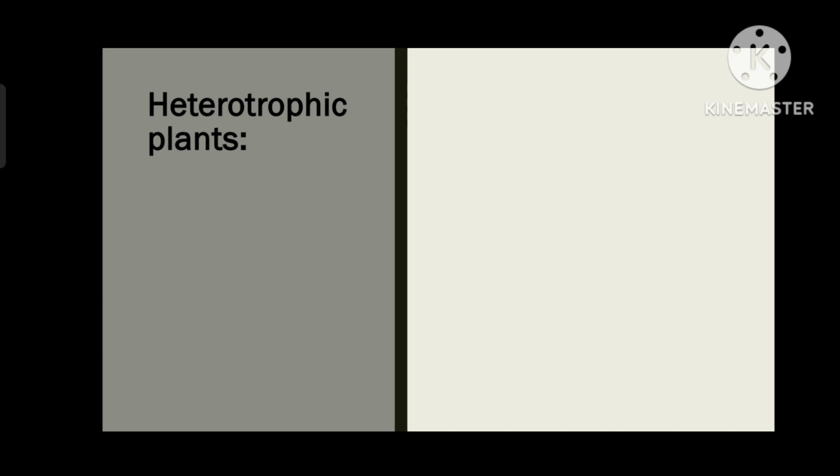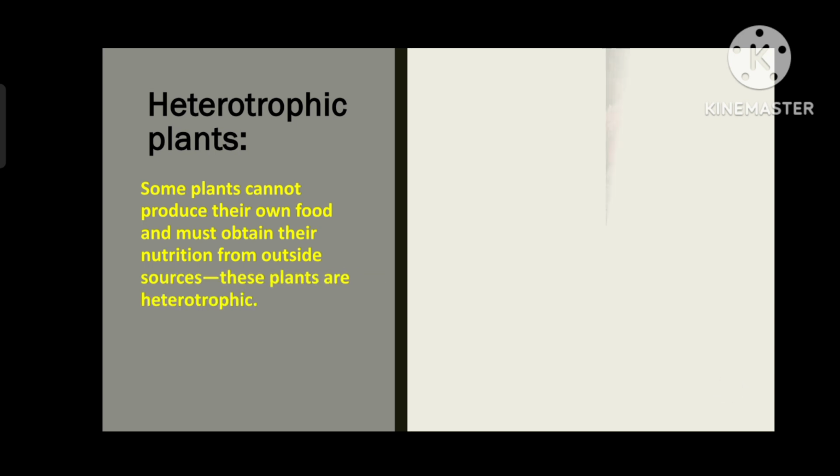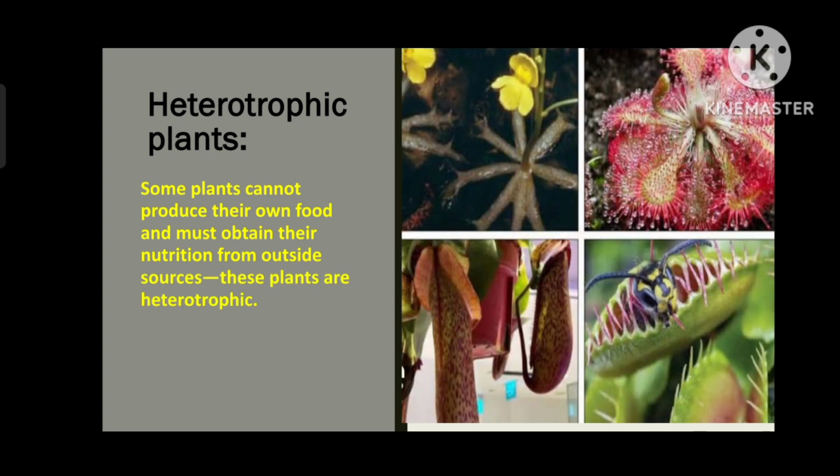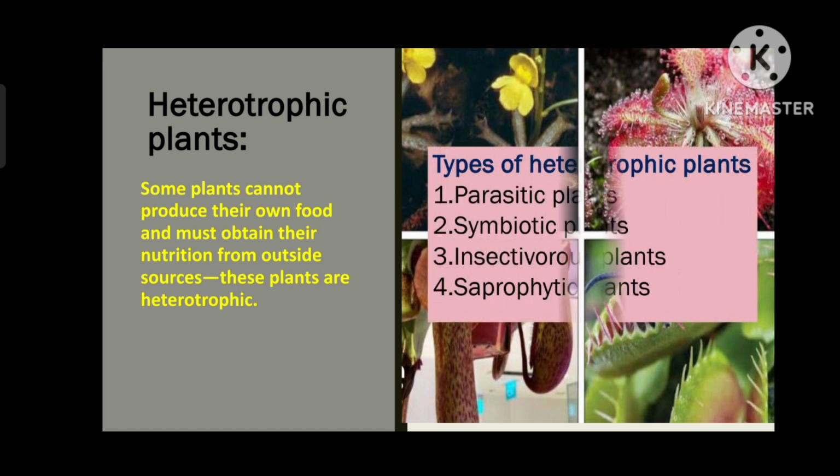In this way, we see how autotrophic plants utilize nutrition and make their own food with the help of chlorophyll in photosynthesis. But some plants cannot produce their own food and must obtain their nutrition from outside sources. These plants are called heterotrophic plants. There are four types of heterotrophic plants: parasitic plants, symbiotic plants, insectivorous plants, and saprophytic plants.